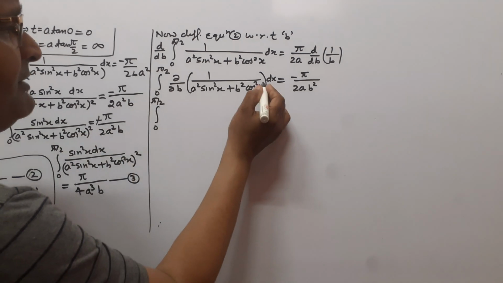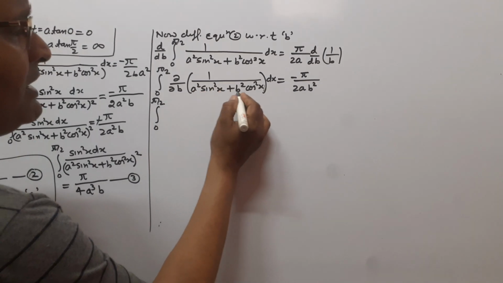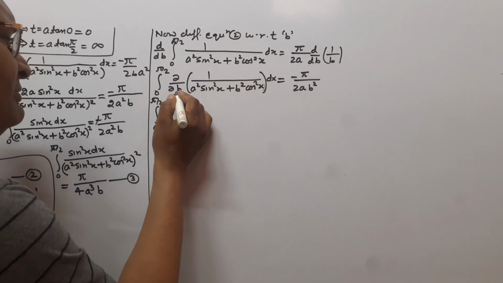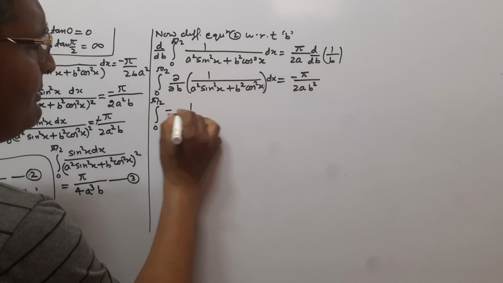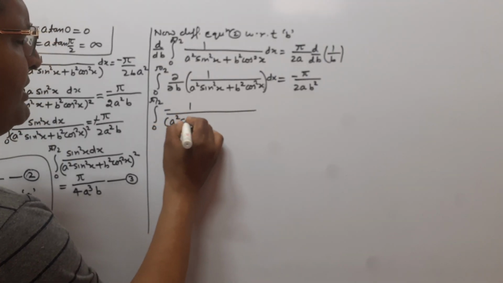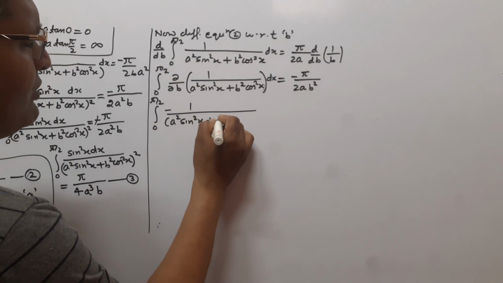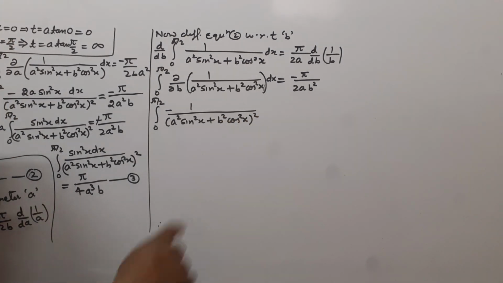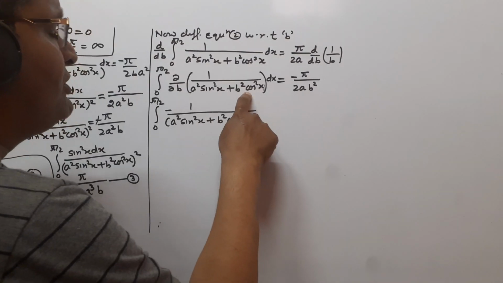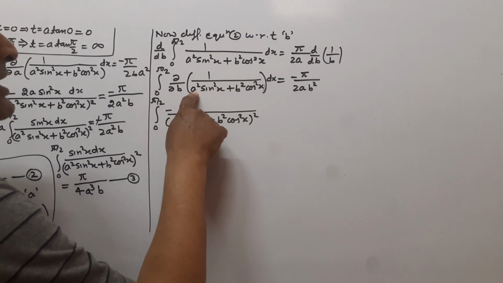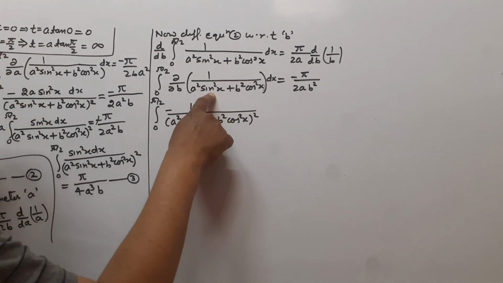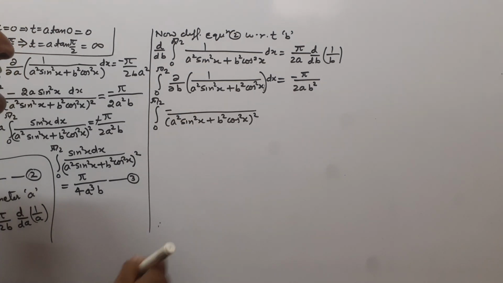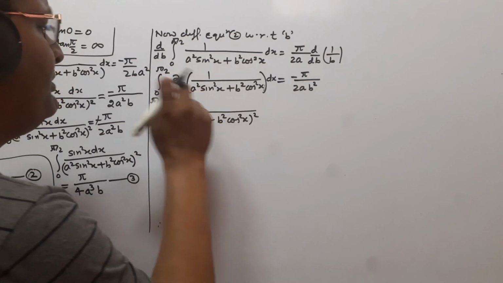So we suppose that 1/(a² sin²x + b² cos²x) is equal to 1/b. So the differentiation of 1/b with respect to b is -1/b². So this can be written as -1/(a² sin²x + b² cos²x)². Now we differentiate a² sin²x + b² cos²x. We can see here a² sin²x is constant, so the differentiation of a² sin²x is 0, because we differentiate partially with respect to b.